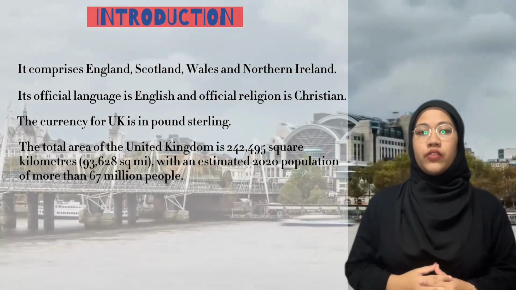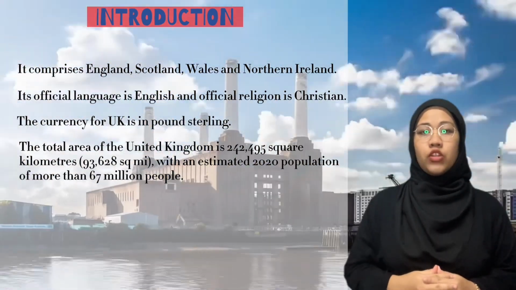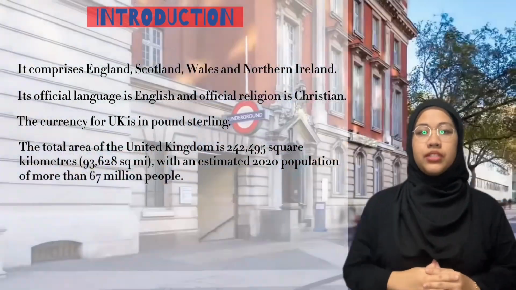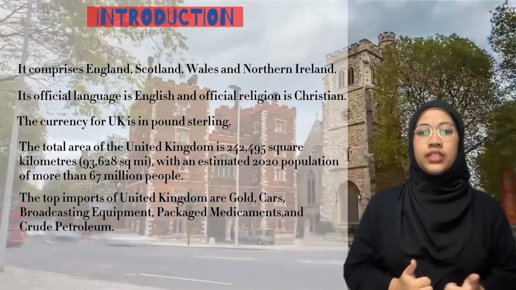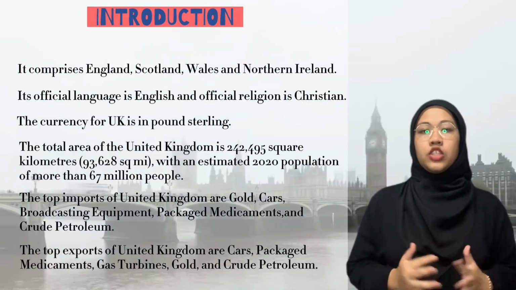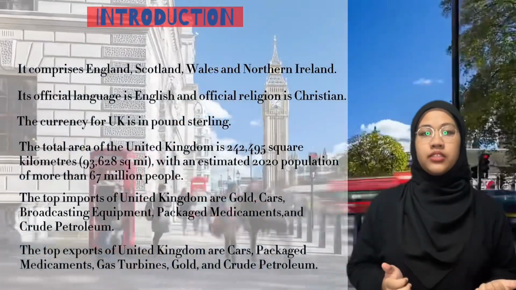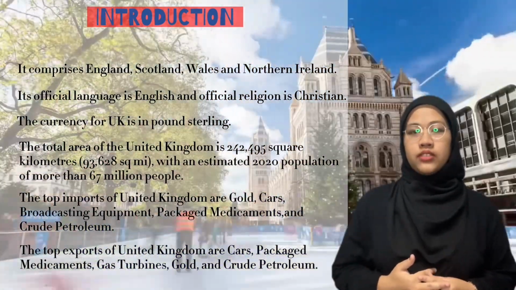The total area of the United Kingdom is 242,495 square kilometers with an estimated population of more than 67 million people. The top imports of the United Kingdom are gold, cars, broadcasting equipment, packaged medicaments and crude petroleum. The top exports are cars, packaged medicaments, gas turbines, gold and crude petroleum.